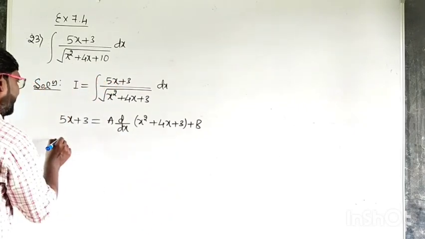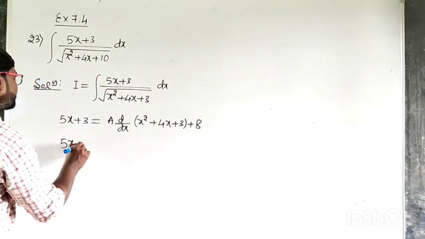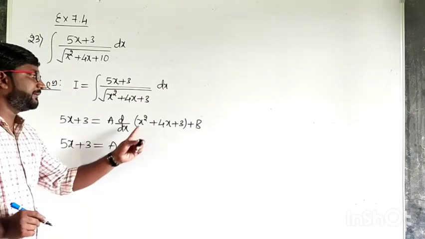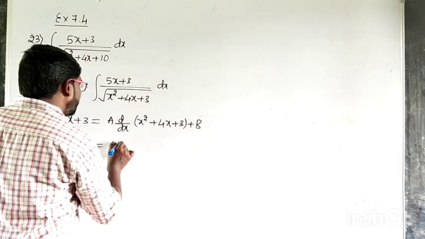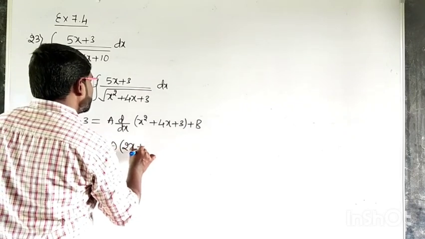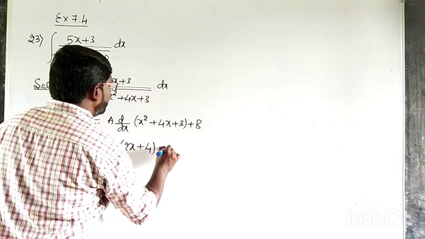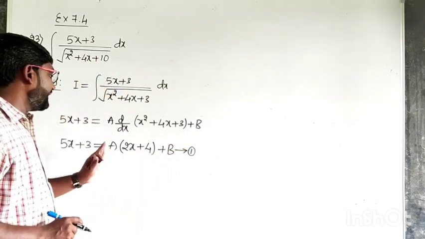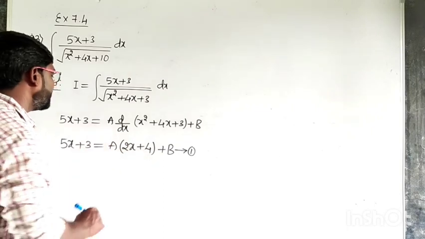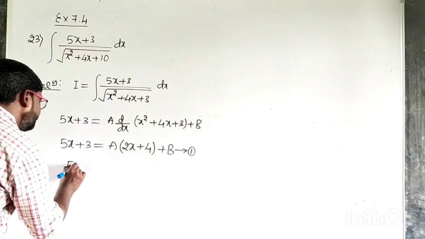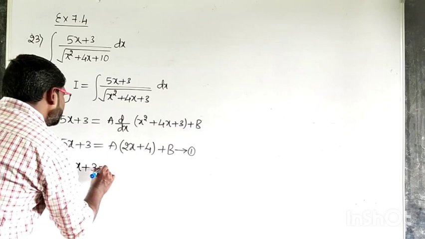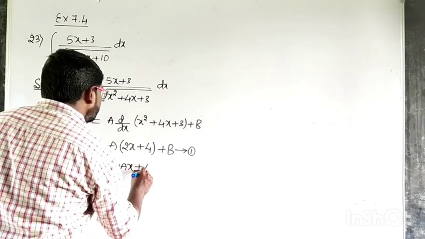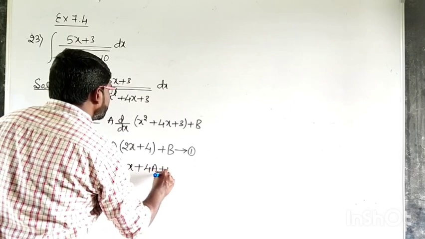So now 5x plus 3 is equal to A, I write it as it is, then the derivative of this particular polynomial, we get 2x plus 4, plus B. I call this equation number 1. Now we have to multiply A with these two terms. 5x plus 3 is equal to 2Ax plus 4A plus B.